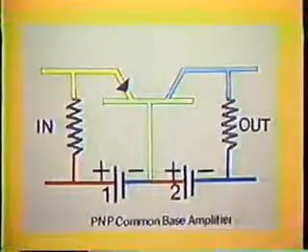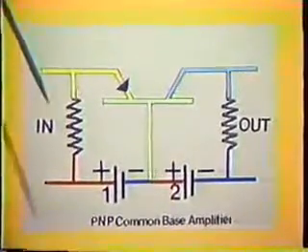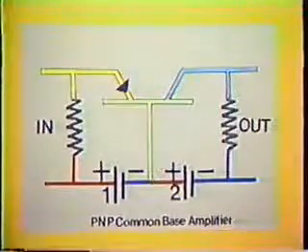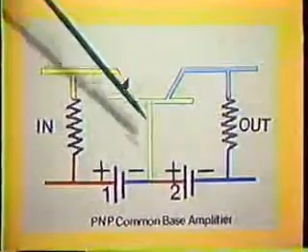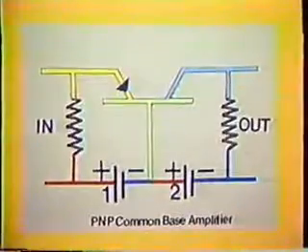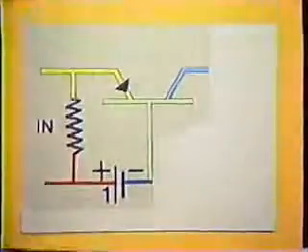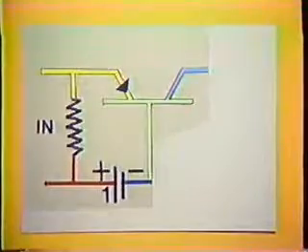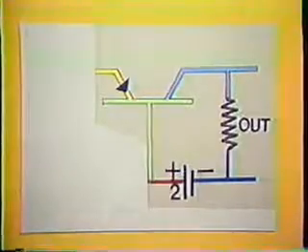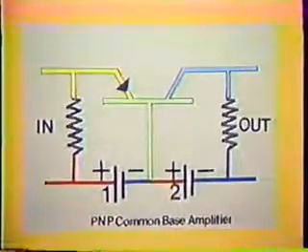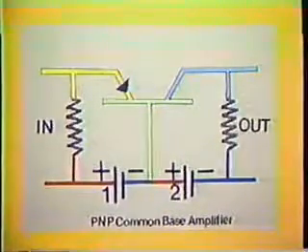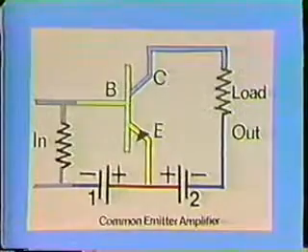In a transistor circuit, we will apply the input signal between two of the transistor leads and take the output signal from two of the leads. Since the transistor has only three leads, one of the leads will have to be common. A common base amplifier looks like this. The input signal is applied between the emitter and the base. The output is from between the collector and the base. The base is common to both the input and the output, hence the name common base amplifier.